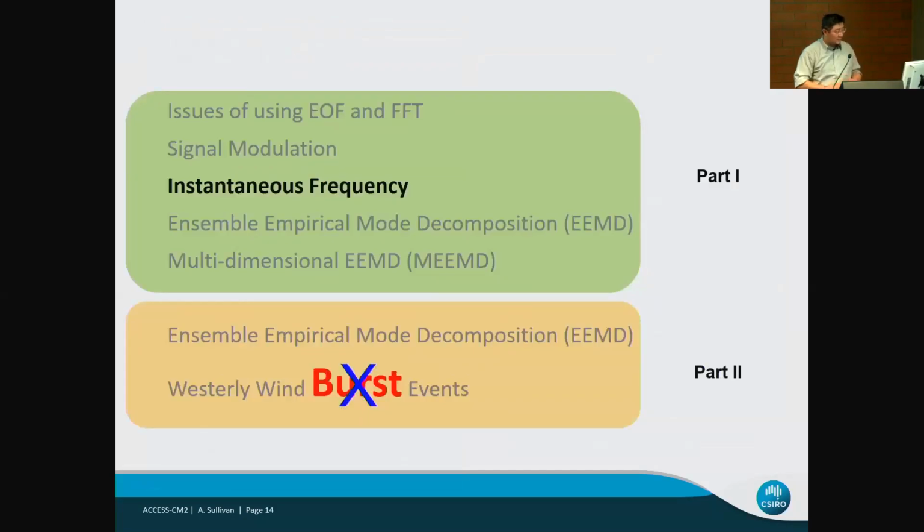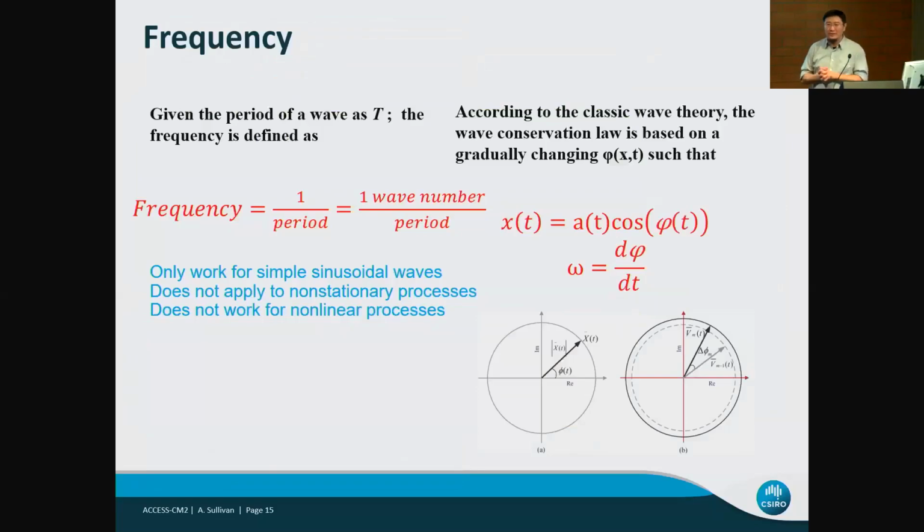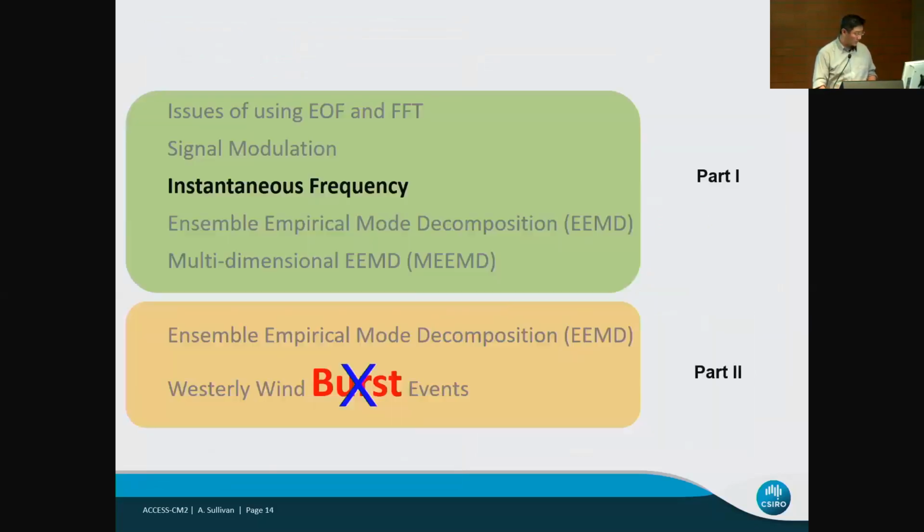And then the third thing, which is really important for the method I'm going to introduce, is instantaneous frequency. Usually we say the frequency is 1 divided by the period, just the reverse of the period. That only works for simple symmetrical waves, like sine and cosine. It doesn't work in non-stationary or nonlinear systems, just like I showed you before.